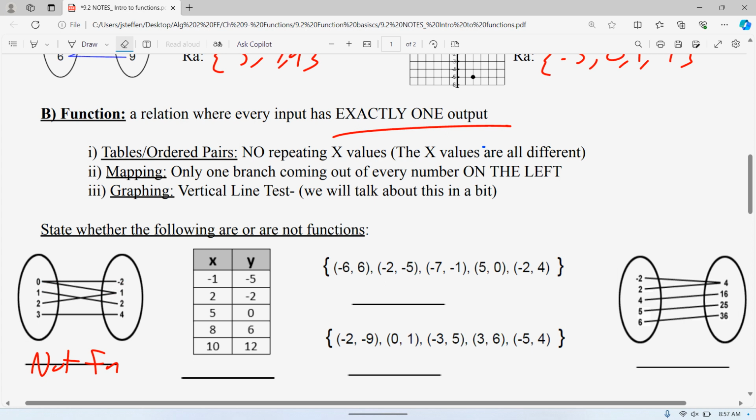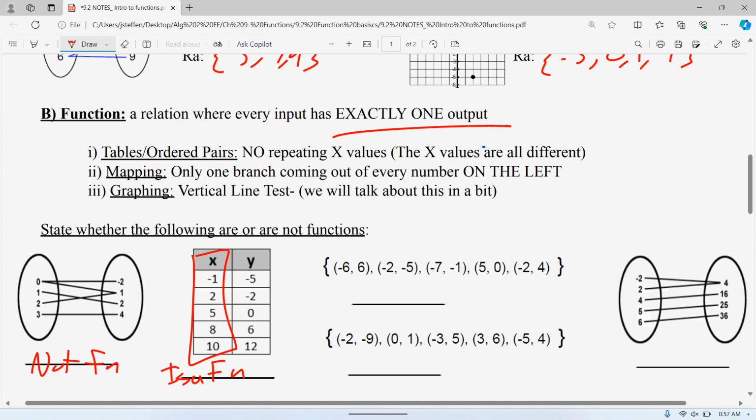Next one, the table. Only look at the x's. Are there any of those numbers that repeat? No, so this one is a function. Again, every input only goes to 1 output. The -1 only goes to 5. The 2 only goes to -2. The 5 only goes to 0, etc.